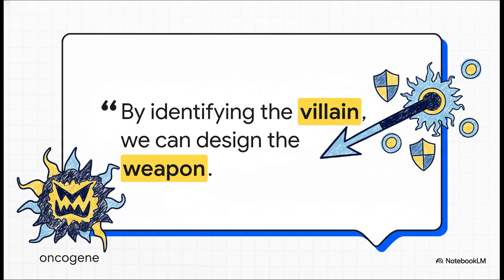We now have what are called targeted therapies. These are drugs designed specifically to find and shut down the rogue proteins that these oncogenes are making. So we're not just carpet bombing all fast-growing cells anymore. We're taking aim directly at the genetic heart of the cancer.